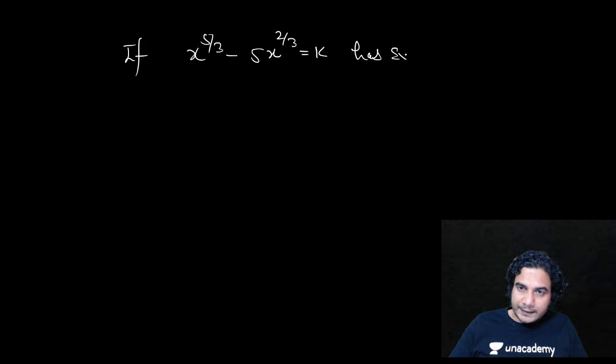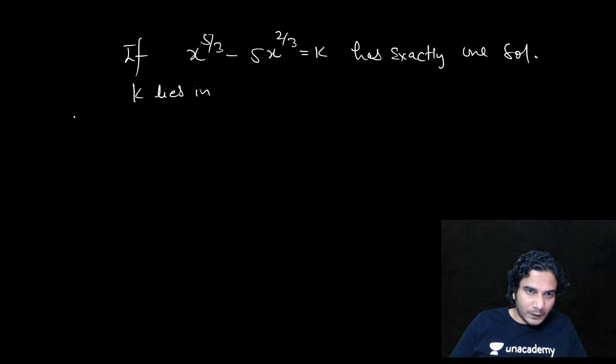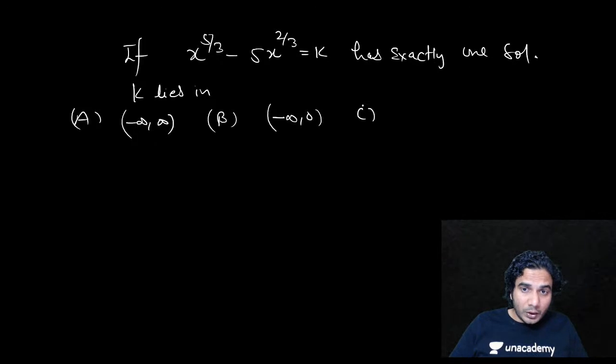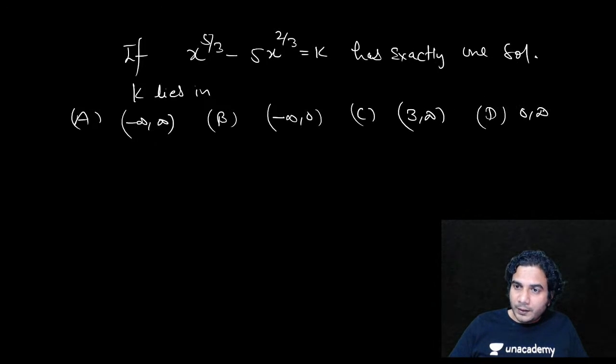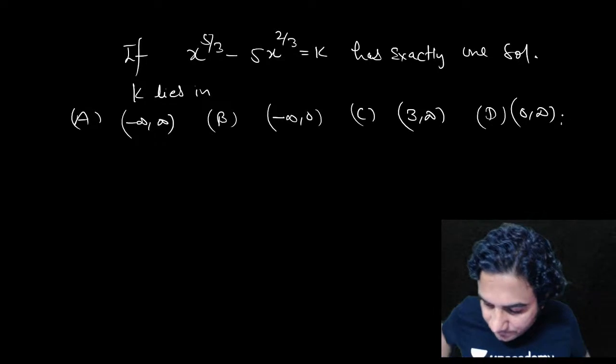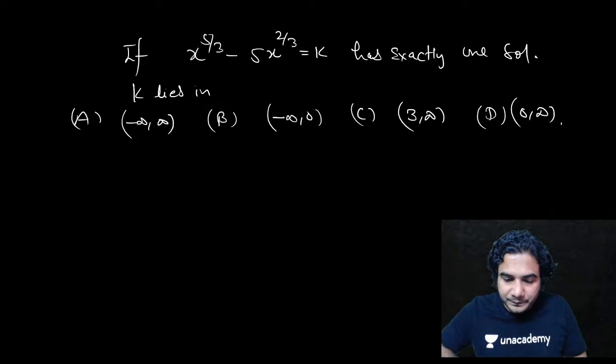The next question is, if x raised to 5 by 3 minus 5x raised to 2 by 3 is equal to k has exactly one solution, then k lies in, options are: option A minus infinity to plus infinity, option B minus infinity to 0, option C 3 to infinity, and option D is 0 to infinity. All right. Try it.